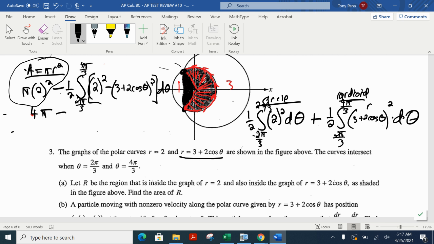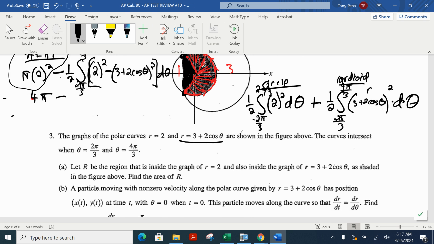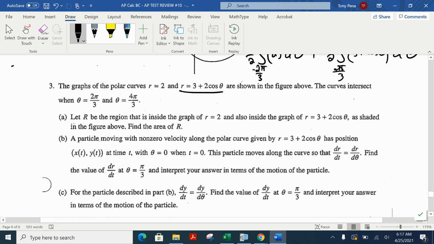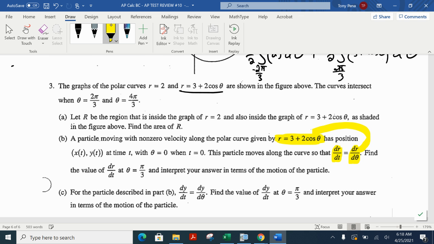3, letter B, a particle moves with a non-zero velocity along the polar curve given by this. As we look at this, it's one of these ones that's kind of hidden. What this is telling us is that the particle moves along the curve so that dr dt is equivalent to dr d theta. And the r that we're dealing with is this one. So I could right now take the derivative of this equation and get a dr d theta. All they're telling you is that dr d theta and dr dt are equivalent to each other. They're one and the same.